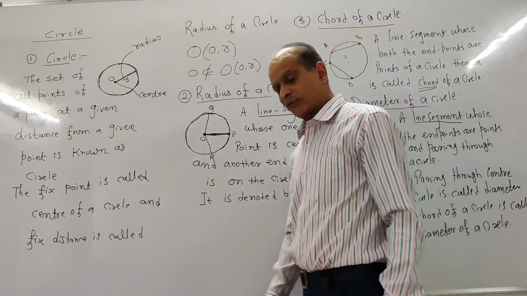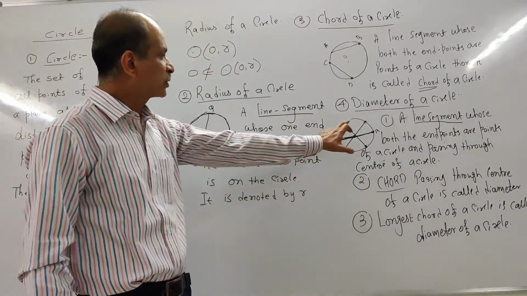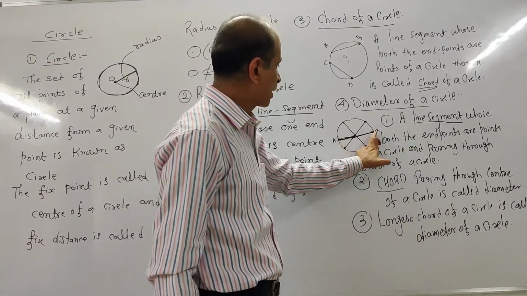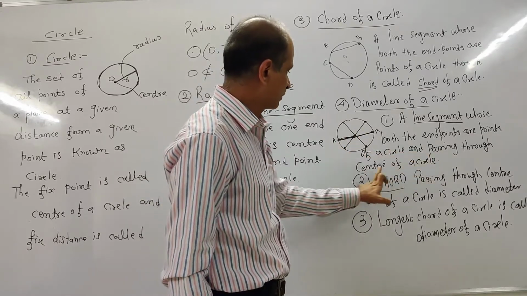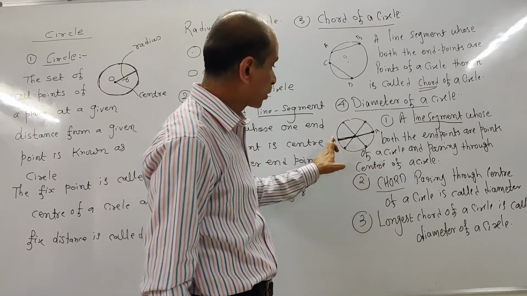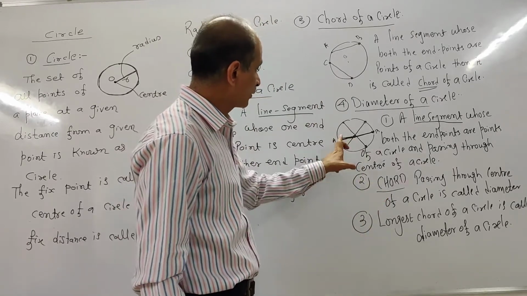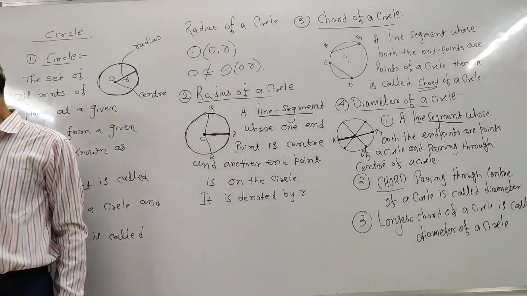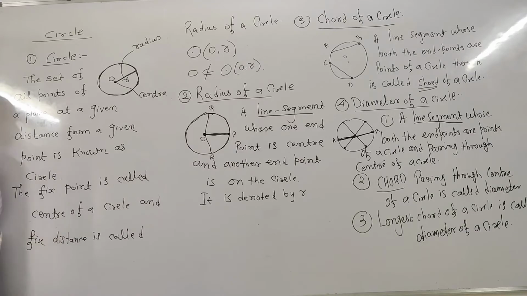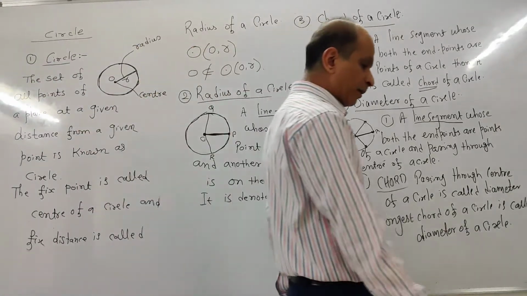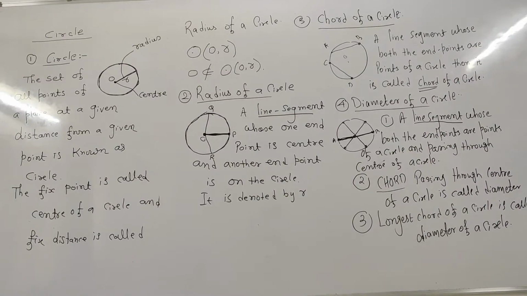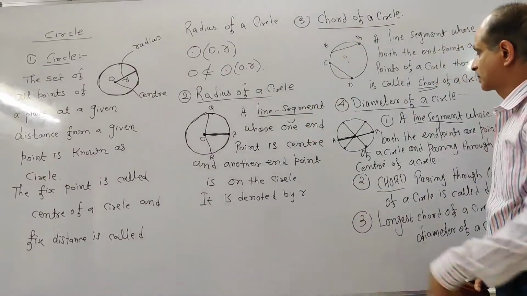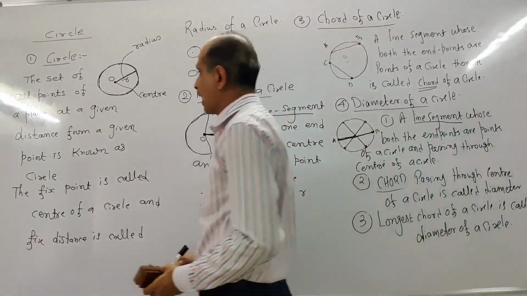Well, so friends, we have studied three different definitions of diameter of a circle. A line segment whose both endpoints are points of a circle and passes through the center, or a chord passing through the center, or the longest chord of a circle is known as diameter of a circle. So friends, here we have studied four concepts. The first concept is what is a circle. Second concept is what is radius of a circle. The third concept is chord of a circle, and the fourth concept is diameter of a circle.